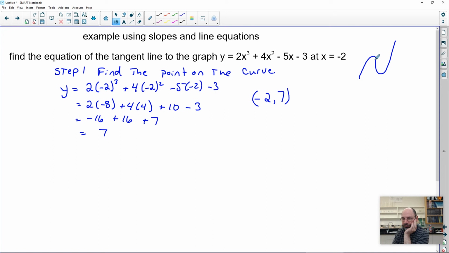So probably up here somewhere, maybe over here. I don't know exactly, it could be a positive or negative slope. So that's our step 2. Step 2 now is to find the slope at that point.